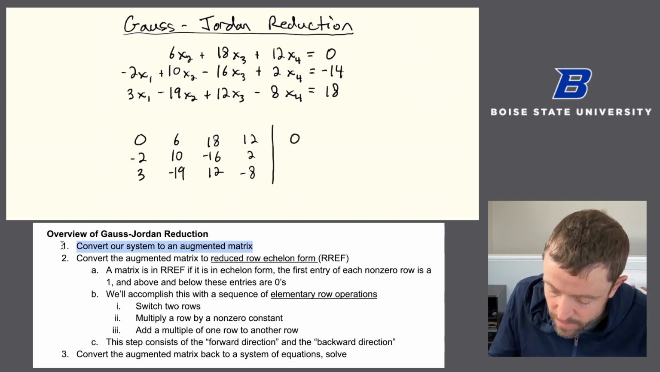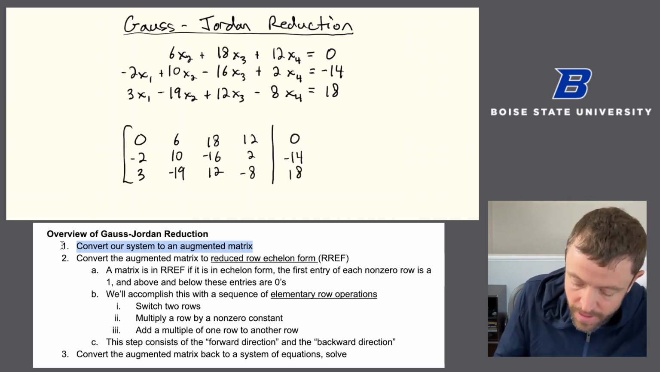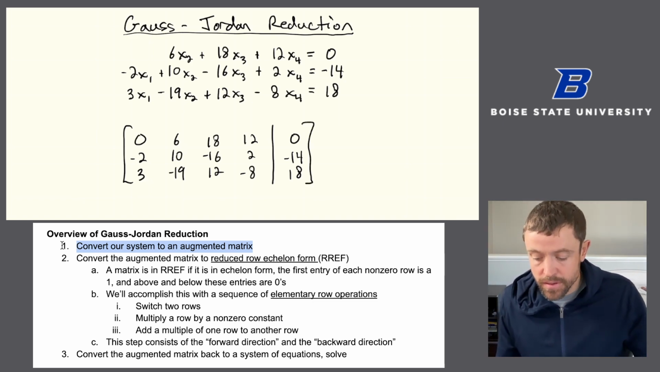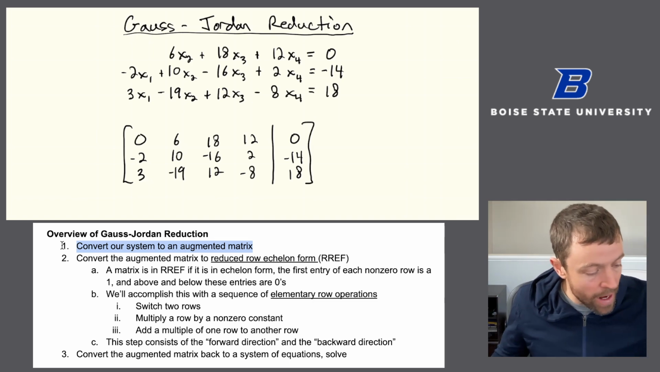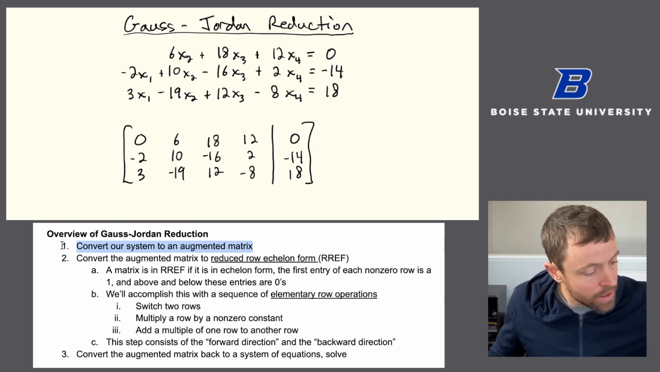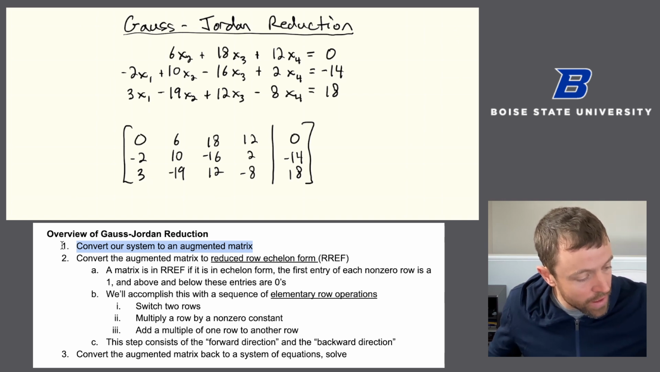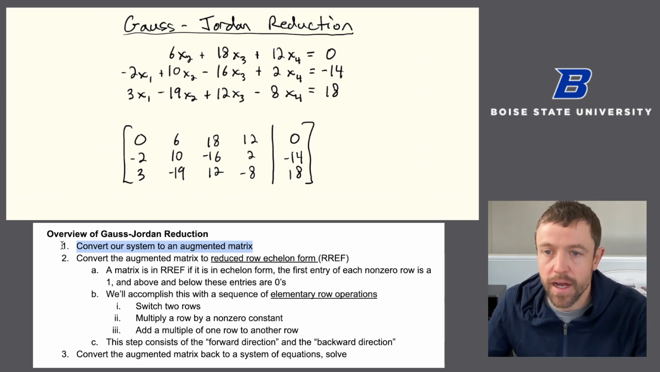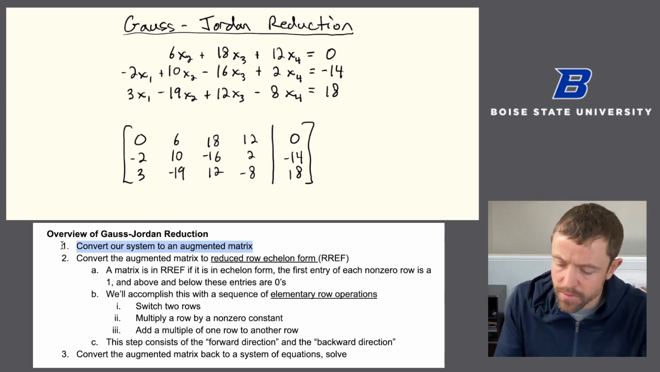I always like to write a vertical line here in order to separate out the left-hand side coefficients from the right-hand side coefficients. And I put brackets on the outside of this matrix. There are lots of different ways to write matrices. I'm trying to use brackets to be consistent, but parentheses would be fine as well. So we've converted this to an augmented matrix.